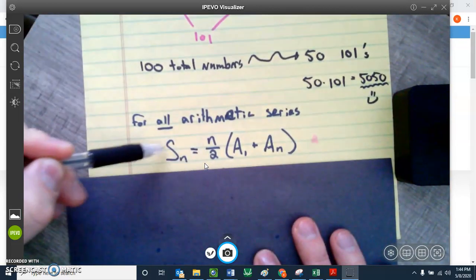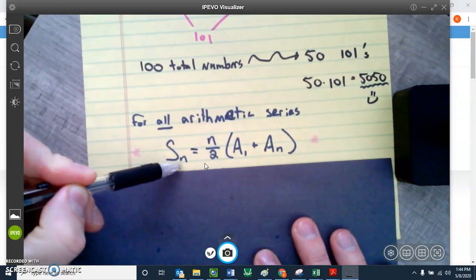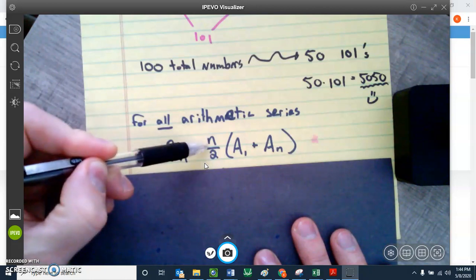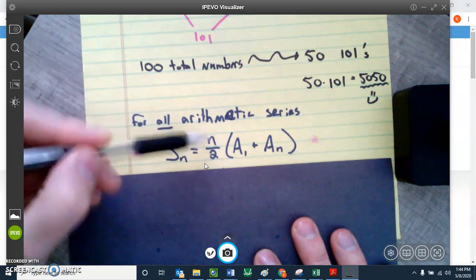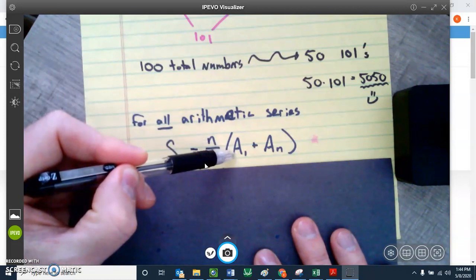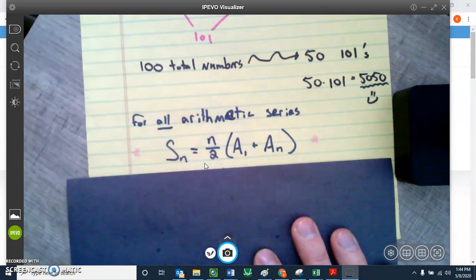So S sub n is the sum; you're adding up a certain number of numbers. n is the total number of numbers. That last one, it's actually the location of the last one, but we're going to call it the total number of numbers. A sub 1 is the first term in the sequence. A sub n is the last term of the sequence.